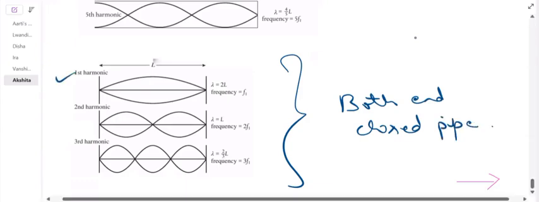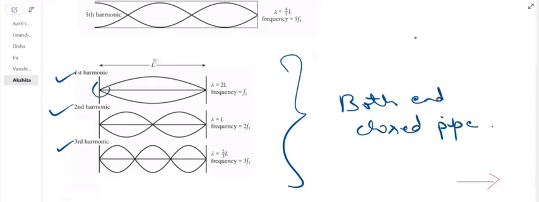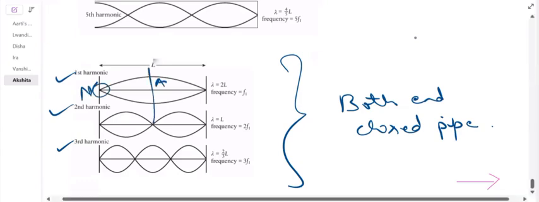So here you will again have first harmonic, second harmonic, third harmonic, and like that. You just have to remember you can make the patterns on your own also. At the closed end you will have a node, at the open end you will have an anti-node. Then you can do it on your own.